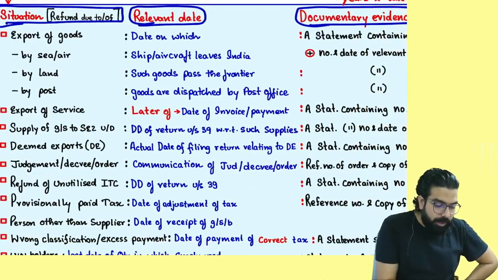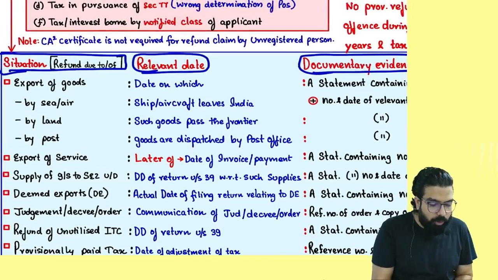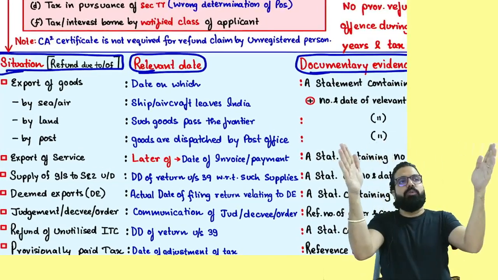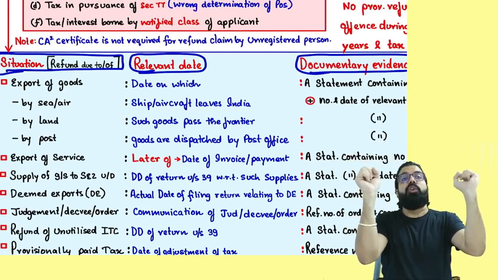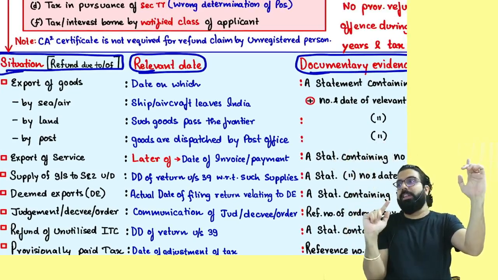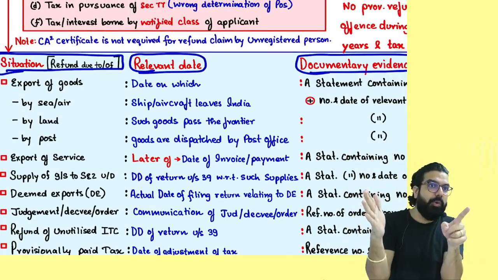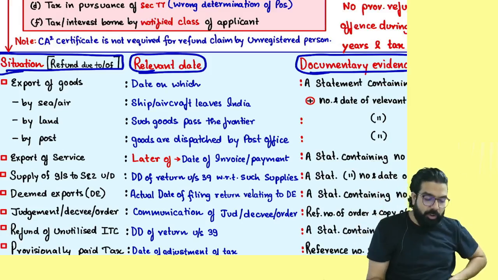Number one, if you have exported the goods, people, within how much time do you have to give the application? 2 years. 2 years from which date? We are going to read now. It says relevant date, 2 years. Relevant dates in various scenarios are over here.